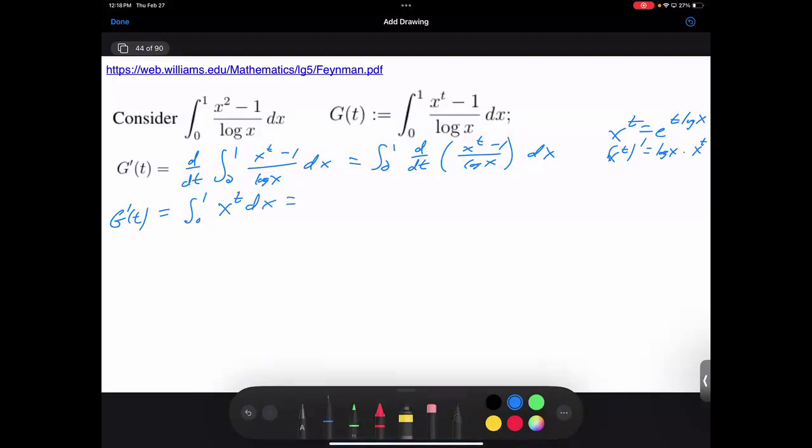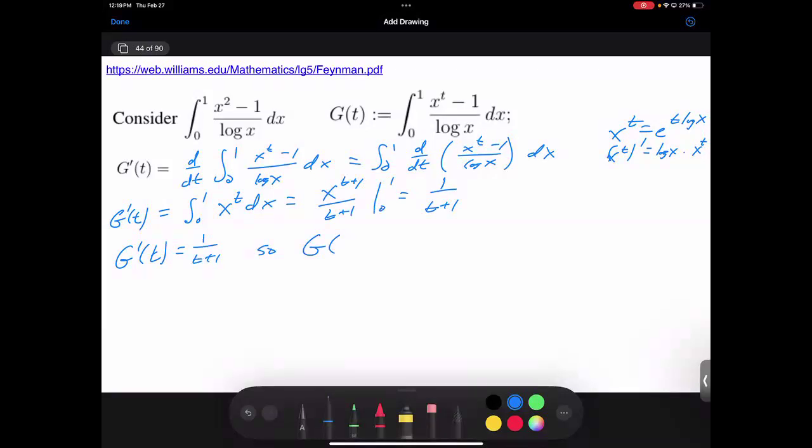This is not a bad integral to do, right? This is just going to be x to the t plus 1 over t plus 1, evaluated at 0 and 1. So when x equals 1, we just get 1 over t plus 1. When x equals 0, we just get 0. So we have g prime of t is 1 over t plus 1.